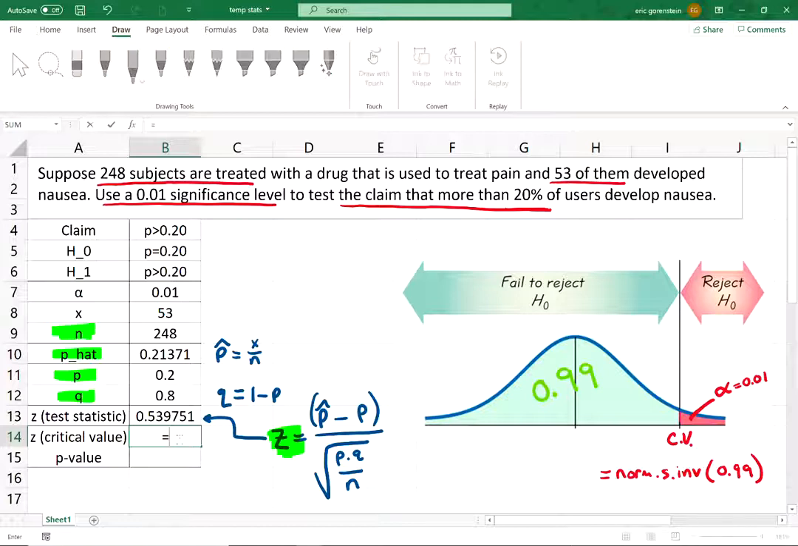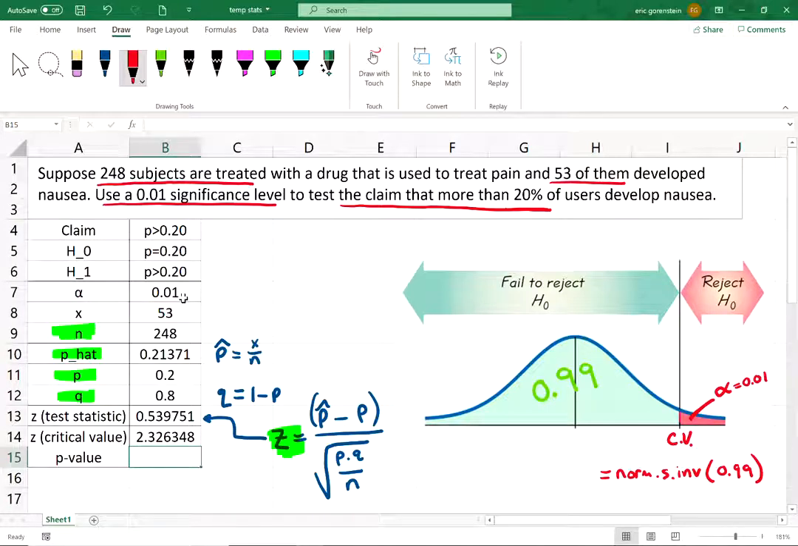Okay, so equal norm.s.inv parentheses. Now you could type in 0.99 or I'm just going to use 1 minus alpha, which is right here. I'll click on that. 1 minus alpha. Okay, so there's our critical value, 2.32.